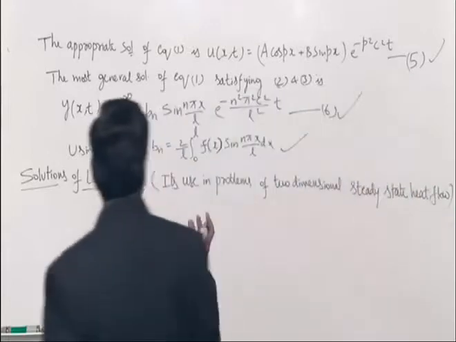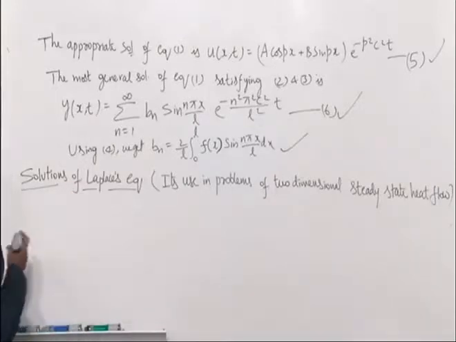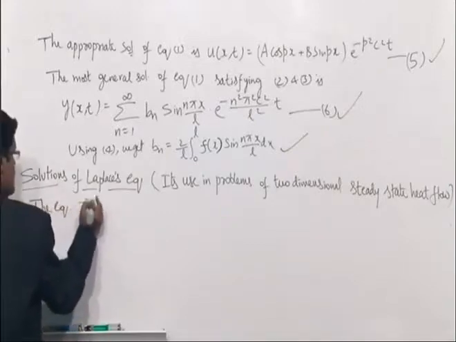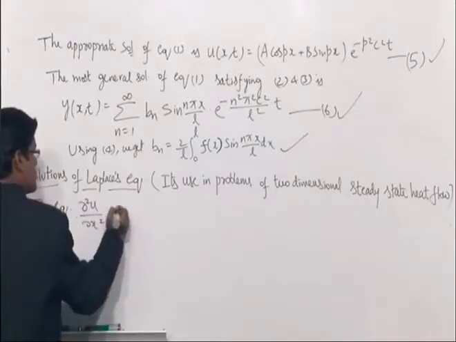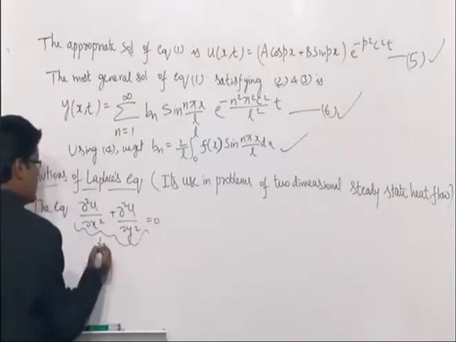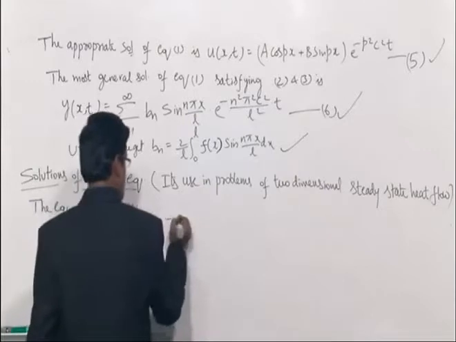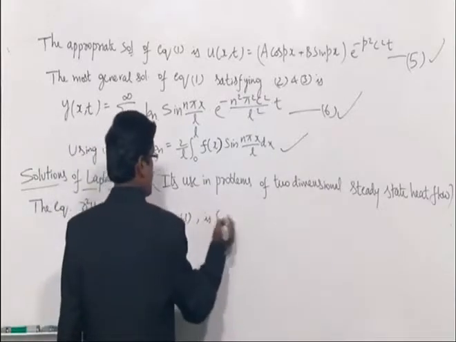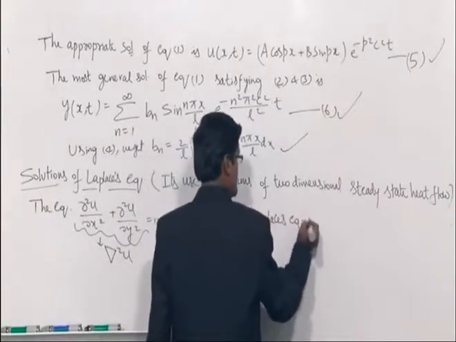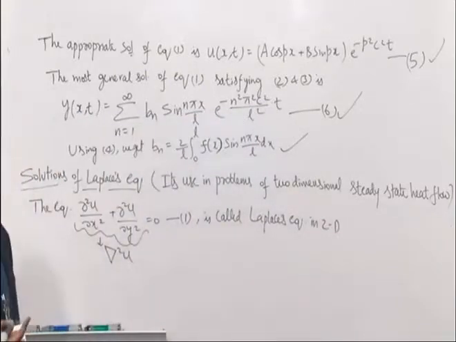The previous one is used in problems of one-dimensional unsteady state heat flow. I forgot to write that there. The equation dou square u by dou x square plus dou square u by dou y square is equal to 0. In some textbooks, this LHS is denoted by del square operator, the Laplacian operator. That's why this is called the Laplace equation. Equation 1 is called Laplace's equation in 2D. In 3D, we add del square u by del z square, independent of time t.